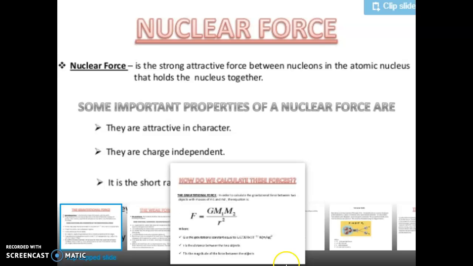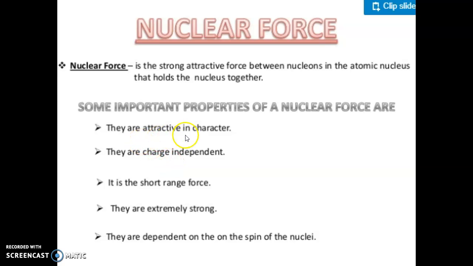So its important properties are: they are attractive in nature, they are charge independent, meaning the force between proton and proton, the force between proton and neutron, and the force between two neutrons is the same. It does not depend upon charge. It is a short range force. As we know, the size of a nucleus is very small, of the order of 10 raised to the power minus 15, so it is a very short range force.